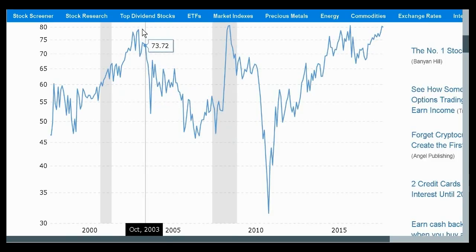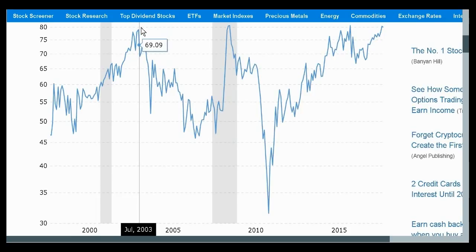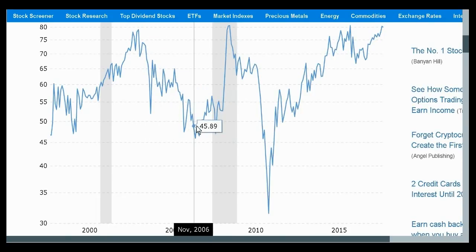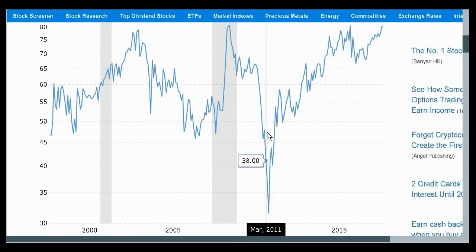You might notice that at least since the late 1990s, there has been what you might call a resistance level here. It tends to go up to around 80 and then mean revert, or go back down to the average of around 50. It goes up to around 80, mean reverts, goes down to around 30 or so.